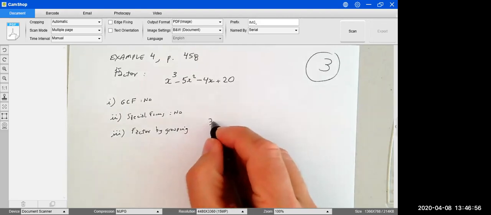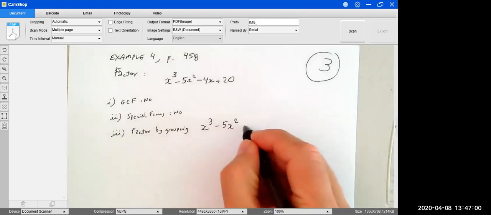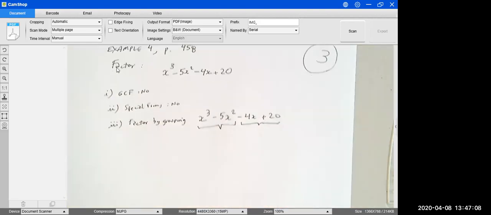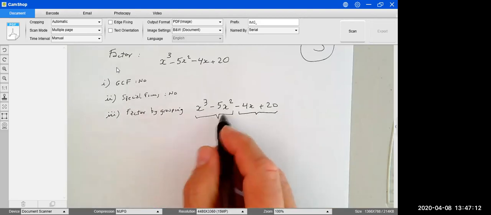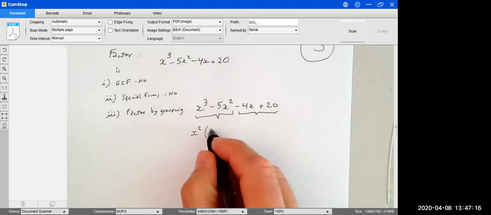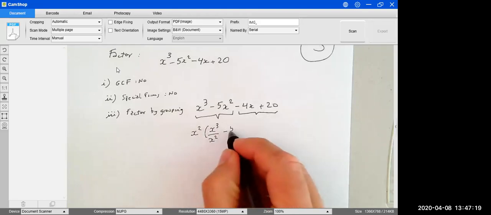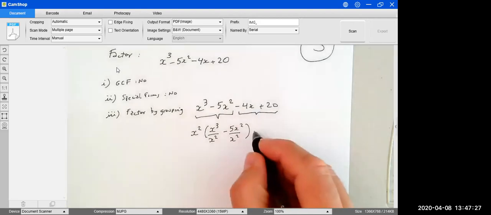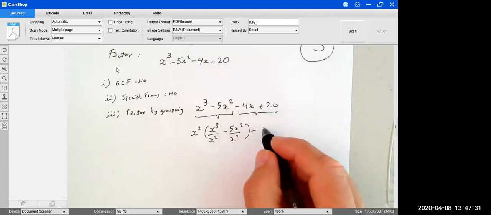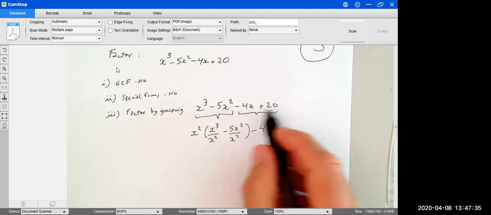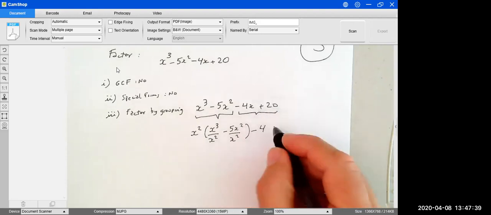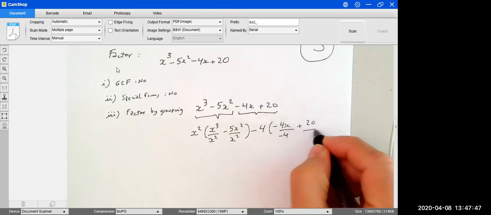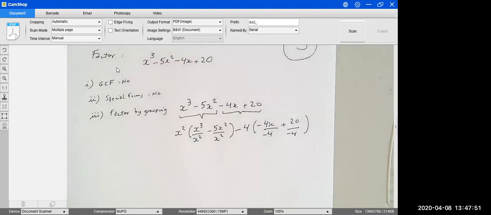So we're going to have x to the cube minus 5x squared minus 4x plus 20. We're going to group these four terms in two groups. So what is the greatest common factor for the first group? It's going to be just x squared that multiplies x cubed over x squared minus 5x squared over x squared. Now, my leading term in the second group is a negative quantity, so I'm going to factor the negative sign. So then for coefficients, the greatest common factor is 4. There is no greatest common factor for variables because the variable doesn't appear in the last term, so you're just going to write negative 4x over negative 4 plus 20 over negative 4. So that's my factoring by grouping.